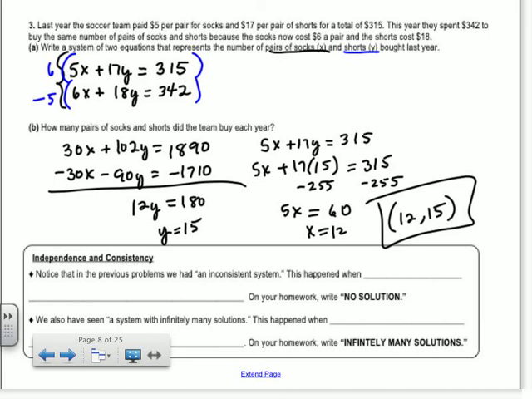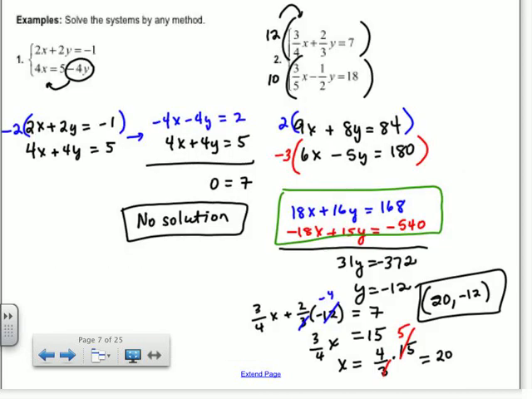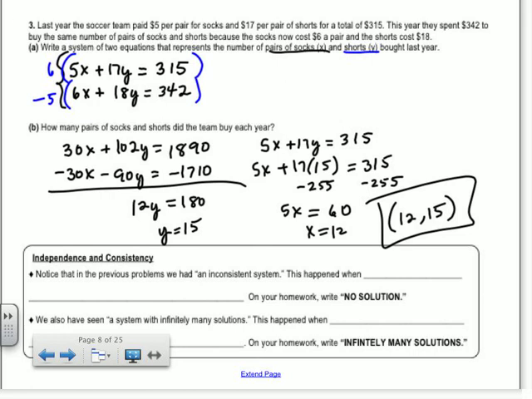All right, in the last little bit, it says, notice that in the previous problem we had an inconsistent system. Okay, so that was number 1. There was no solution. Okay, this happened when you had something like 0 equals 7, 5 equals 6, etc. So two numbers equaling each other, but they don't actually equal each other. So if that happens on your homework, write no solution.